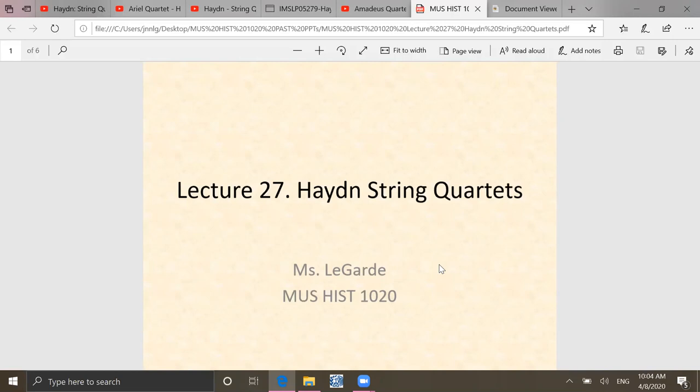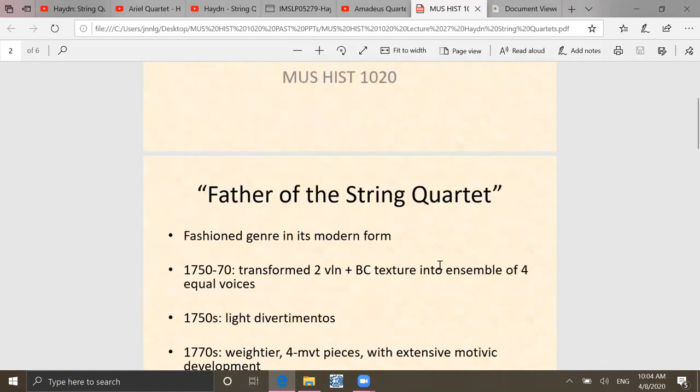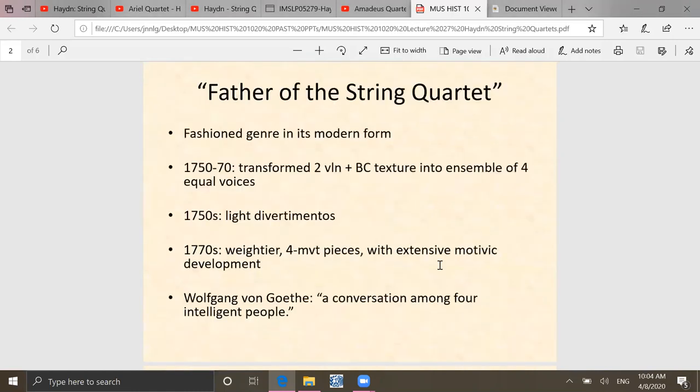So our look into Haydn string quartets. If you don't know already, Haydn is often referred to lovingly as the father of the string quartet. So we credit Haydn for being responsible for fashioning this genre in its modern form, which is to say that he, A, solidifies the texture of the instruments involved.